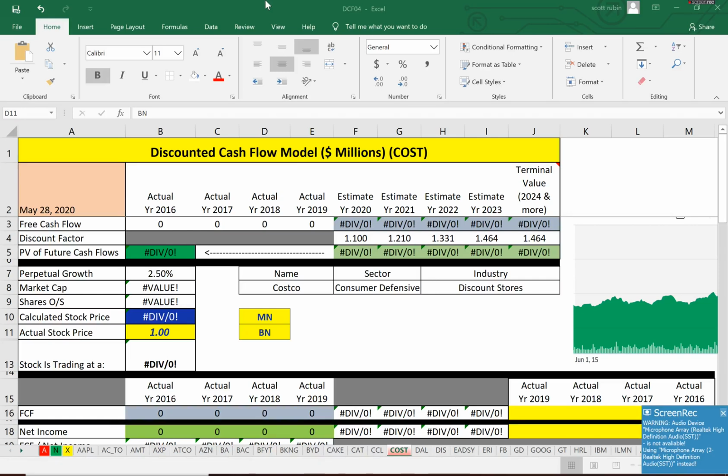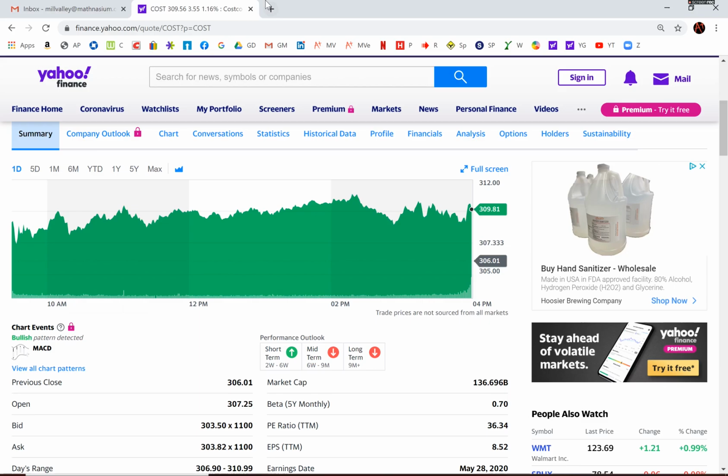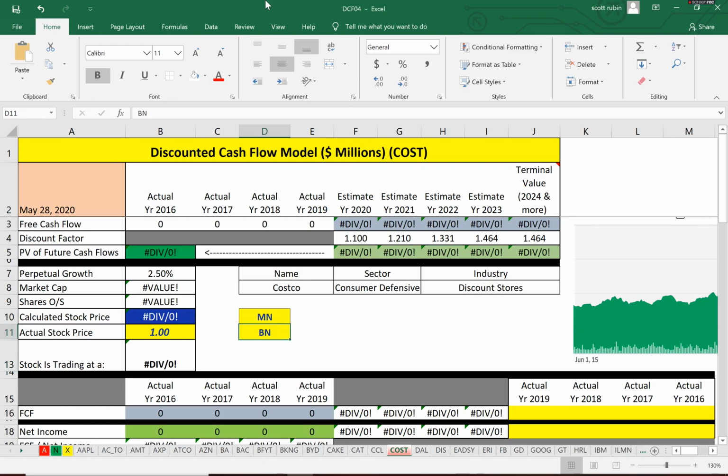We're going to calculate the stock price for Costco using prior financial information. Now let's get the market cap, 136.7. And now the stock price, 309.56. And next we need the free cash flow.